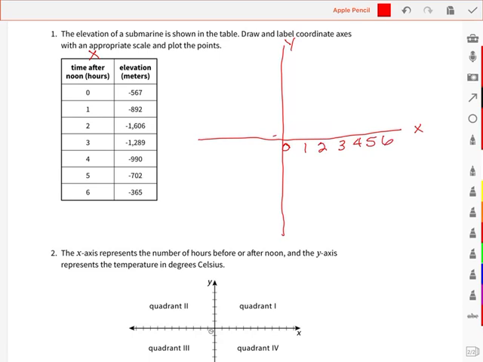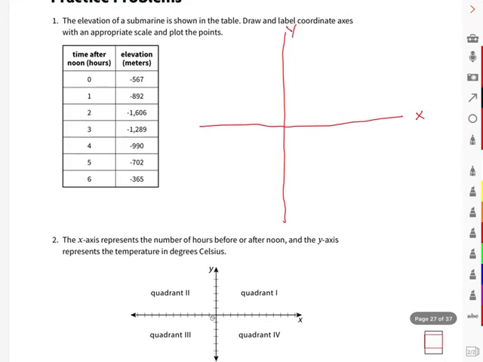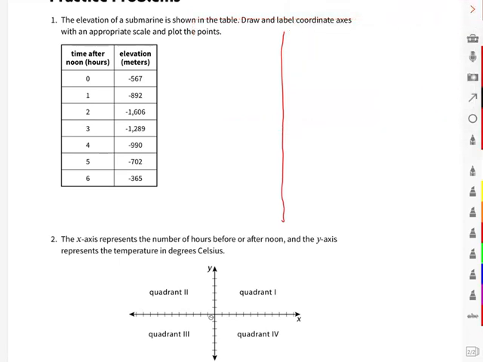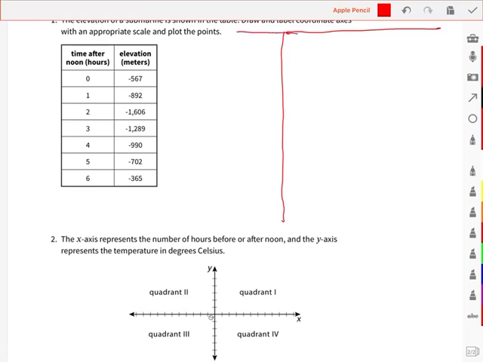So I'm actually going to delete that part and just make the quadrant 4. There's 1 and 0. And then we need our 6. 1, 2, 3, 4, 5, 6.